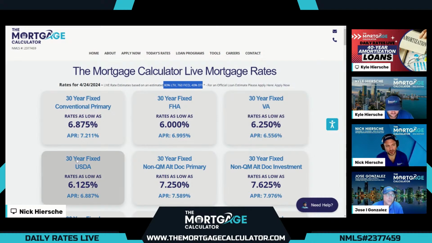And USDA, we never do those live because it has to be a property in a USDA area. But since we have them all showing here, if you are looking in one of those USDA eligible areas, we have rates as low as 6.125 with the APR at 6.887. So it's actually lower than FHA, a little higher than VA. So you see how these programs all have some great benefits for our borrowers that need to use these special programs.